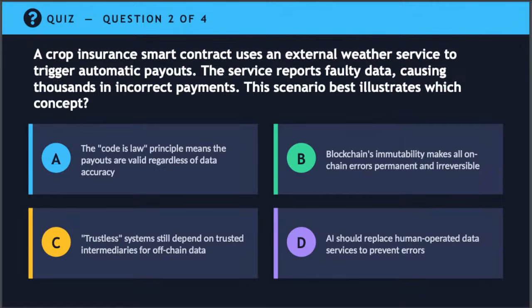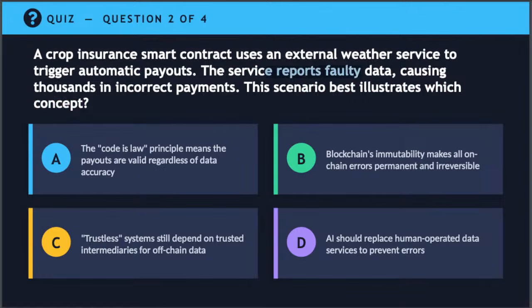A. The code is law principle means the payouts are valid regardless of data accuracy. B. Blockchain's immutability makes all on-chain errors permanent and irreversible. C. Trustless systems still depend on trusted intermediaries for off-chain data. Or D. AI should replace human-operated data services to prevent errors. So the service reports faulty data, and the scenario best illustrates which concept.